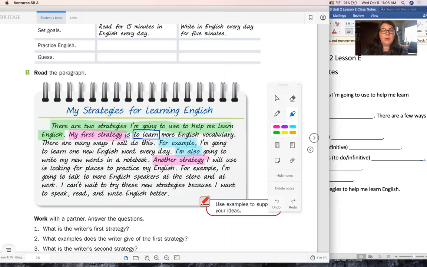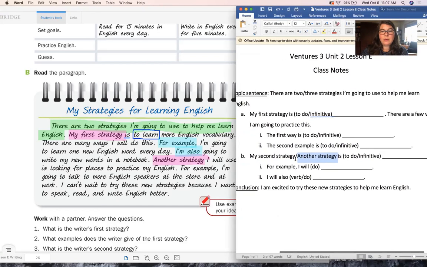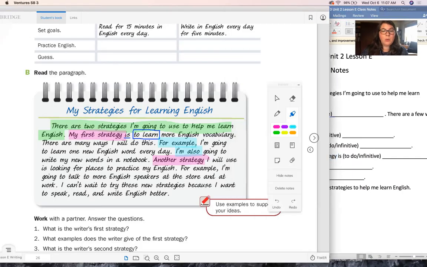Okay, so the next thing, another strategy over here, my second strategy, or another strategy. "Another" means more, right? So here's the second strategy, is to do, or I will use. Another strategy I will use is looking for places to practice my English. For example, here's the first detail, I'm going to talk more to people at the store and at work.